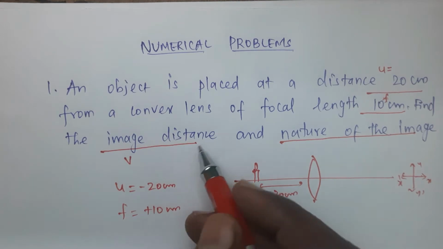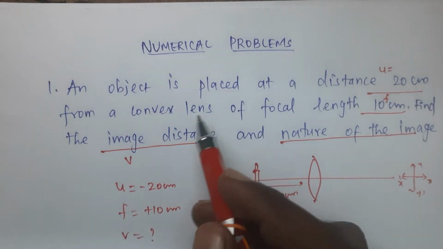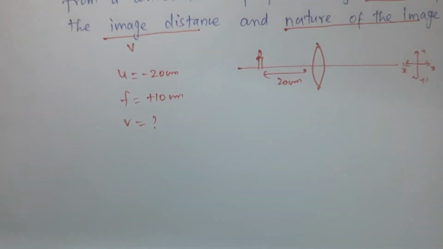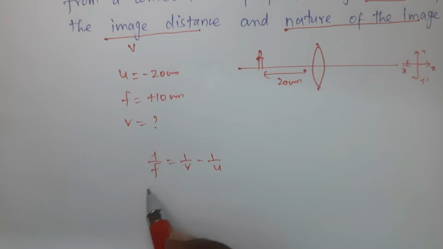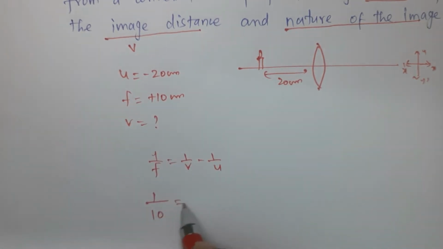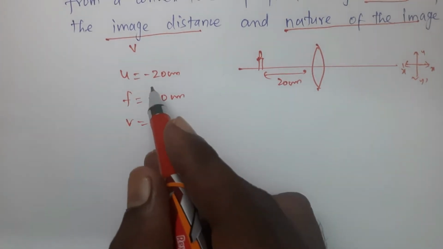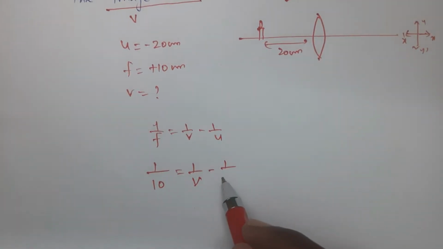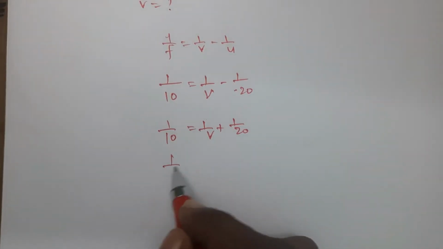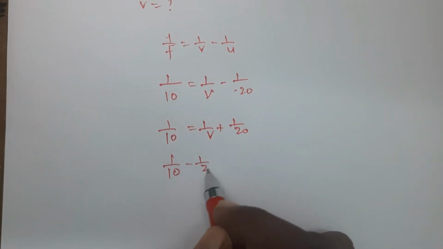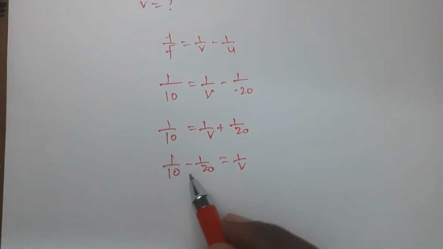We have to find the image distance V. We know the lens formula: 1 by F is equal to 1 by V minus 1 by U. 1 by F, F is 10, is equal to 1 by V, which we are going to find out, minus 1 by U, U is minus 20. So 1 by 10 is equal to 1 by V; minus to minus is plus, so plus 1 by 20. Then this 1 by 20 comes here as minus 1 by 20, equal to 1 by V. We have to do the cross multiplication.